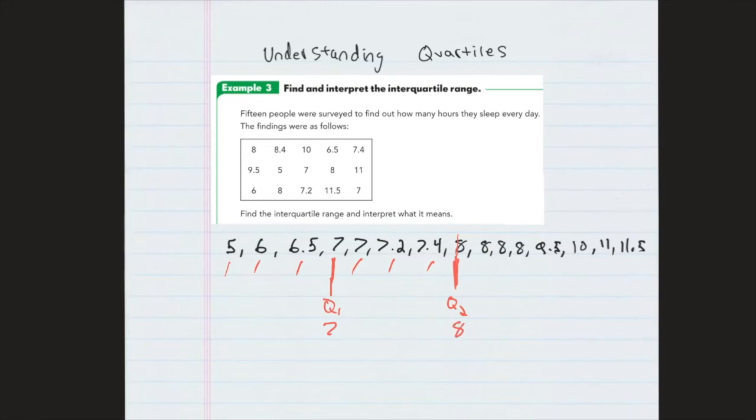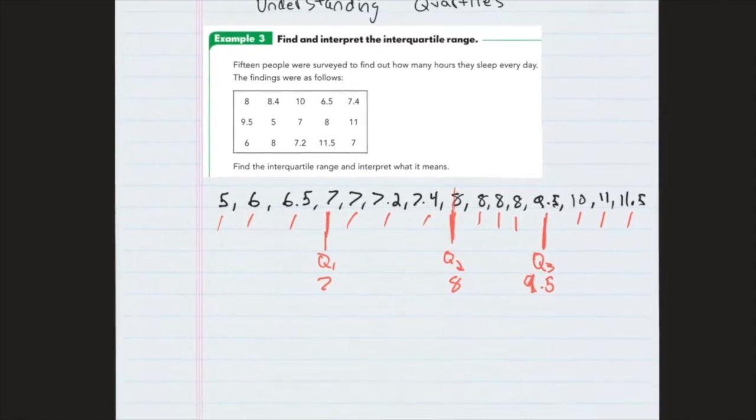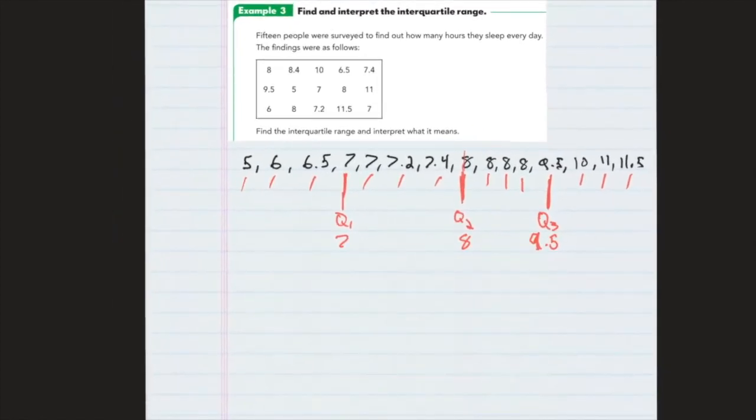And then I find my Q3. Notice I'm not using this middle value here because it's already being used as my quartile 2. So 8, 11.5, another 8, 11, another 8, 10, 9.5. That's my third quartile. So the interquartile range is Q3 minus Q1, or it's that middle 50%, right? So remember, each of these is like 25%.